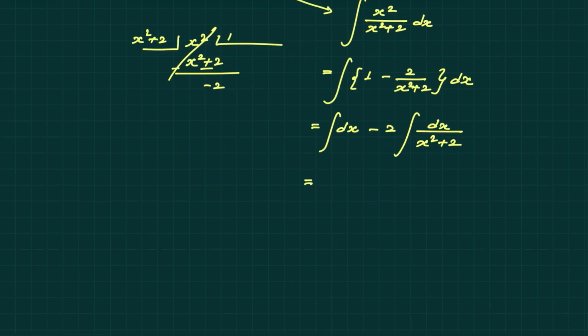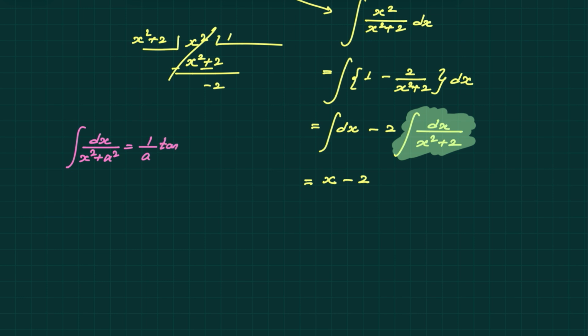So this equals the integration of dx, which is x minus 2. Now again, to integrate this particular integral, there's one formula in the coming chapters, which is the integration of dx over x square plus a square equals 1 over a tan inverse of x by a plus c. So now I will be using this formula here.